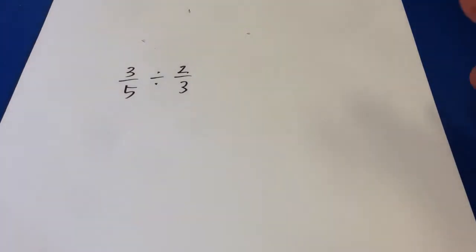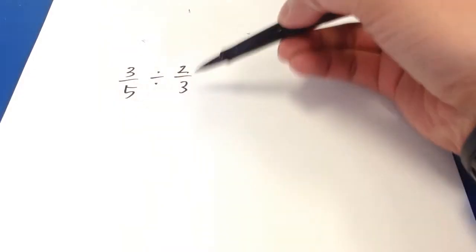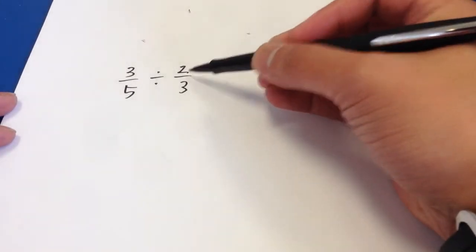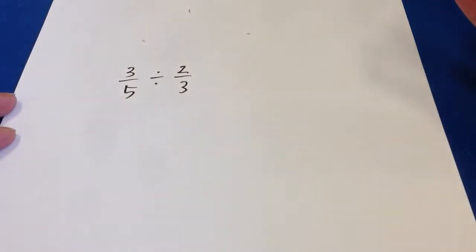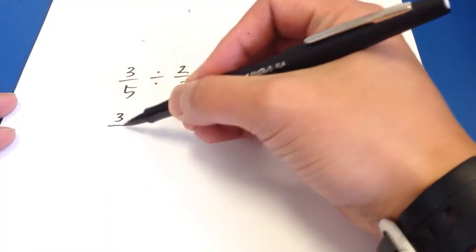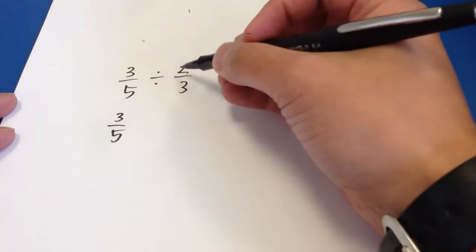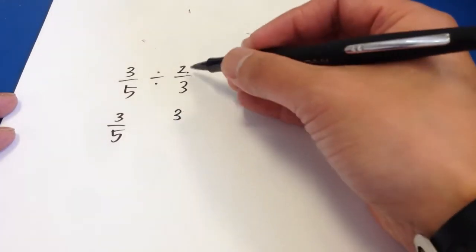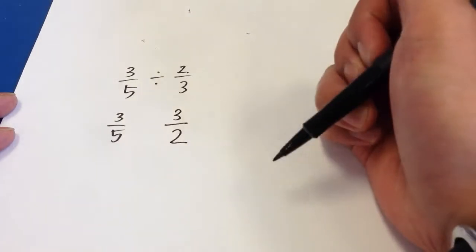Okay, so when you divide using the traditional method, there's a series of steps you have to take. The first step is you want to make sure that both of your fractions are in fraction form, and they are. The next step is you want to take the reciprocal of the second number, and basically what reciprocal means is flip the fraction. So my first fraction is going to stay the same, and I'm going to take the reciprocal, or flip this second fraction. So 2/3 becomes 3/2.